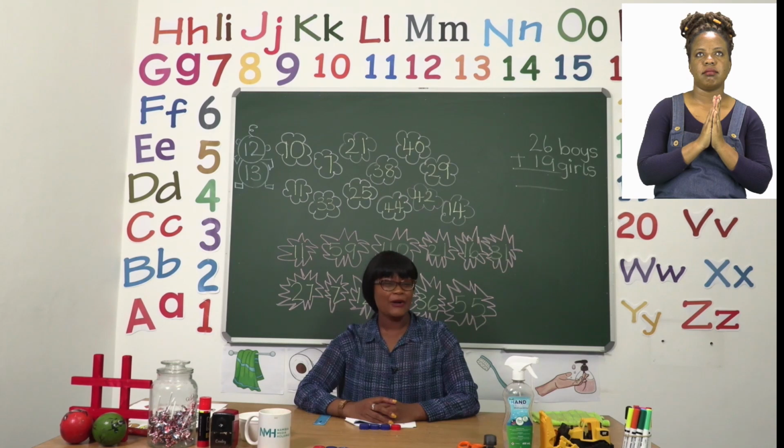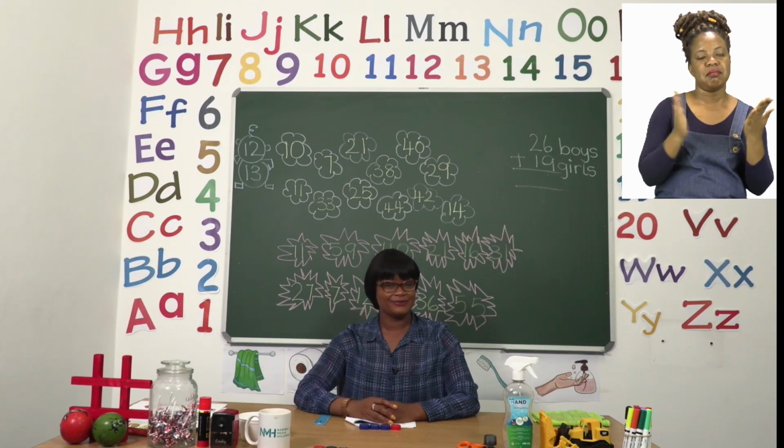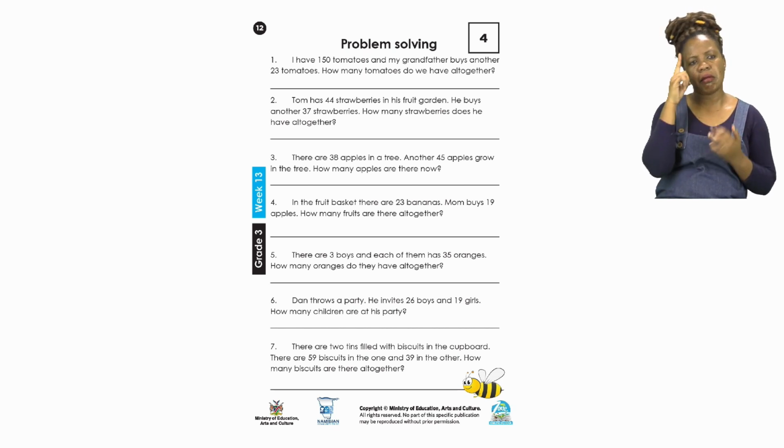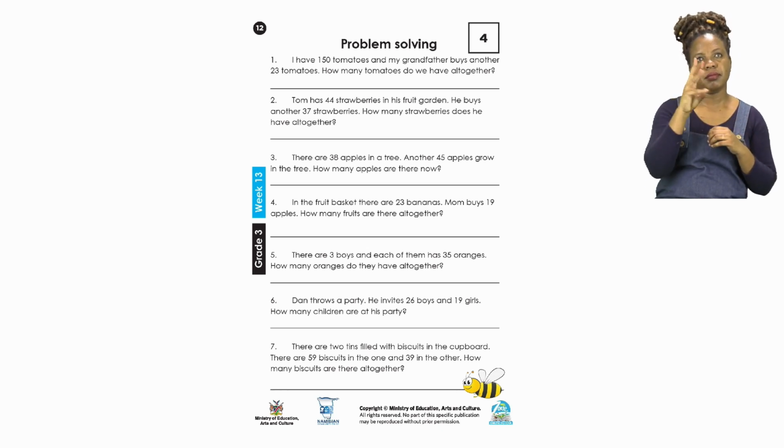For our lesson now, boys and girls, let's turn to page 12. On page 12, we are going to start with problem-solving sums. Now, these are problems that come in the form of a sentence or a little story, and it is our job to solve that problem. So, we are going to do number 6 together. Let's take a look at number 6.